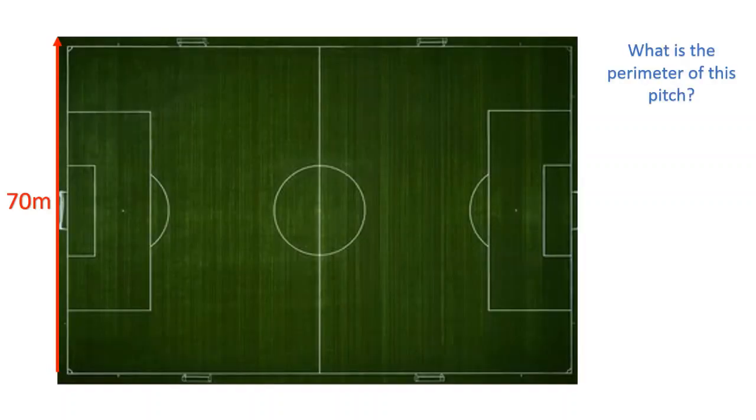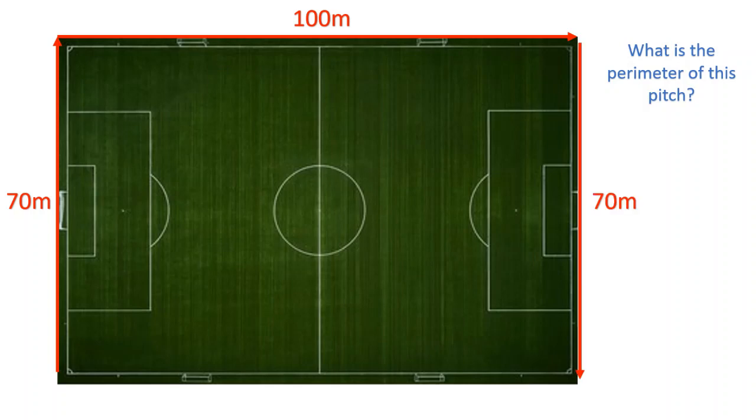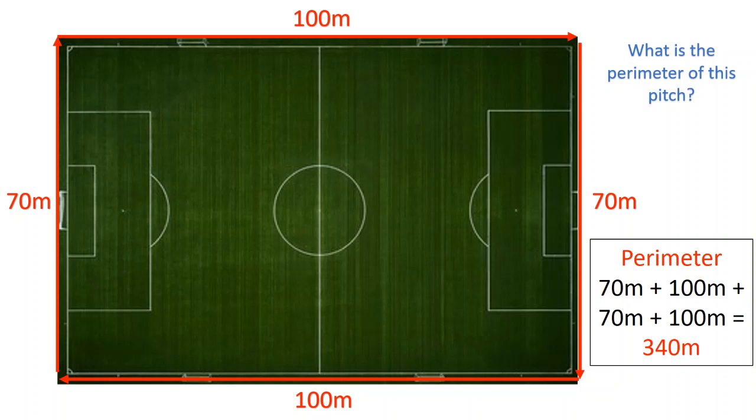I might measure this line and find it was 70 meters. This line is 100 meters. This line is 70 meters. This line is 100 meters. If you want to pause the video and work out the total altogether, please do so. So it's 70 meters plus 100 meters plus 70 meters plus 100 meters, so it's 340 meters altogether. So the perimeter of this rectangle is 340 meters.